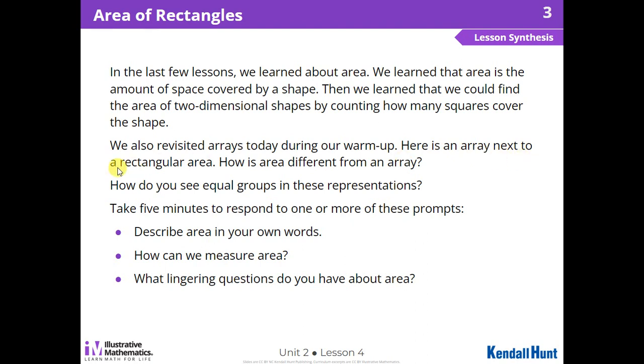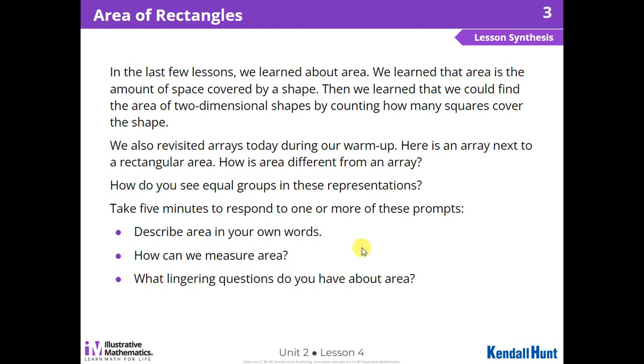Here is an array next to a rectangle area. Here is an area different from an array. How do you see equal groups in this representation? Take 5 minutes to respond to one or more of these prompts. Describe area in your own words. Okay, how can we measure area? What lingering questions do you have about area?